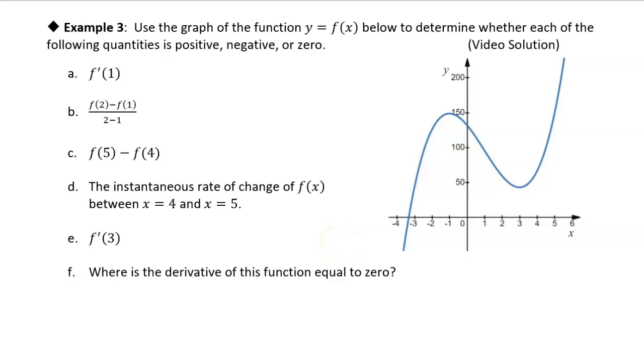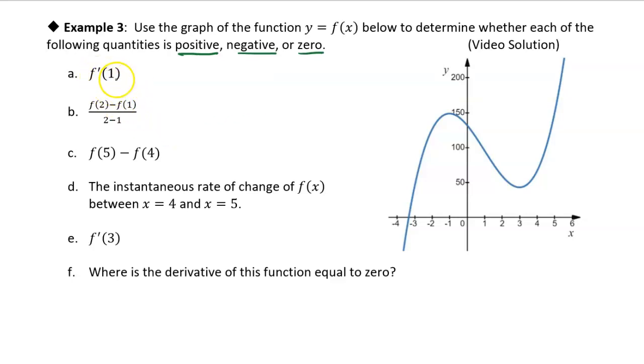All right, in this example, we just want to determine whether these values are positive, negative, or zero. That's all we want, to determine whether they're positive or negative or zero. We don't have to know the actual value of these quantities. All right, so let's look at the first one.